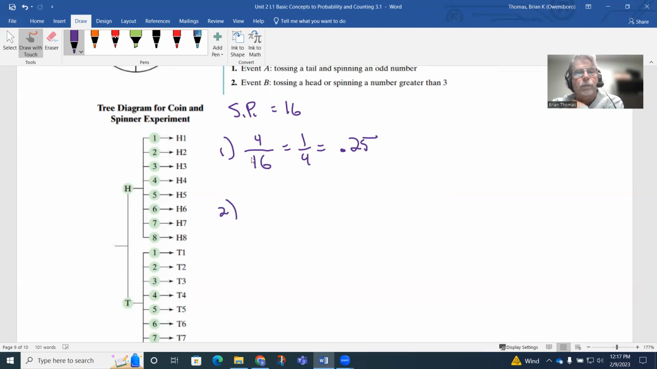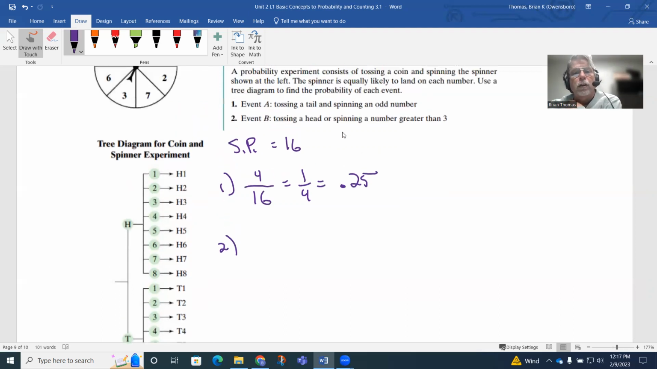So event B, tossing a head or spinning a number greater than 3. That one looks a little bit different. Tossing a head or spinning a number greater than 3. So we have 2 different things going on here. We have to figure out our sample space. So again, we have 16 as our big sample space. Tossing a head, how many of those do we have? We have 8 outcomes with heads.